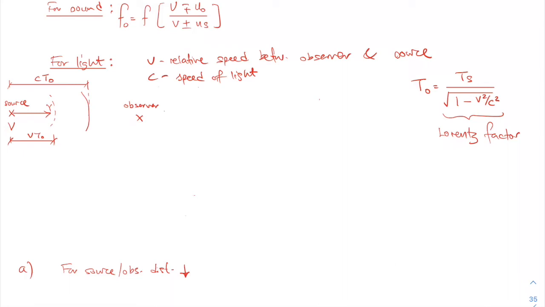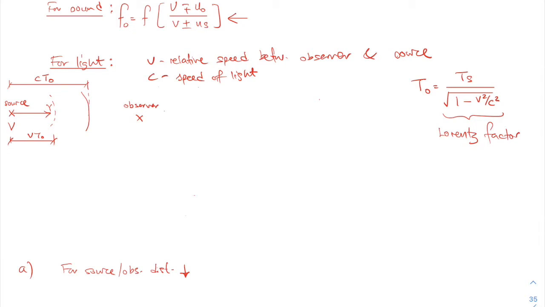Now let's look at the Doppler effect for light. Recall the equation for sound. This equation does not apply for light simply because the speed of light is a constant according to Einstein's special relativity. And to simplify the equation, we're going to introduce two new terms. V refers to the relative speed between the observer and the source, and C refers to the speed of light.